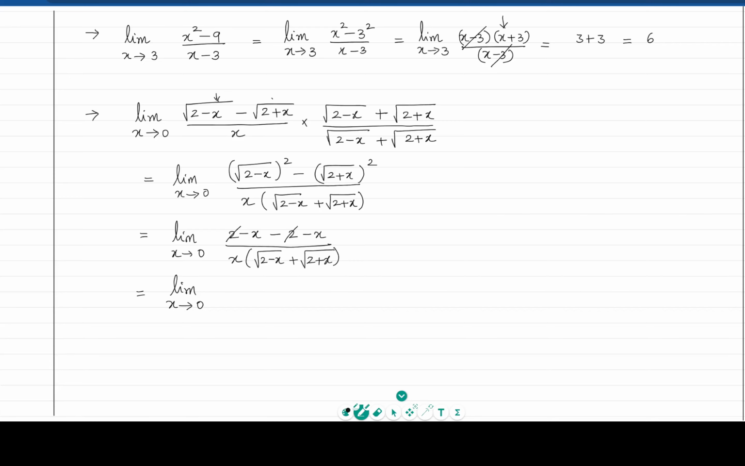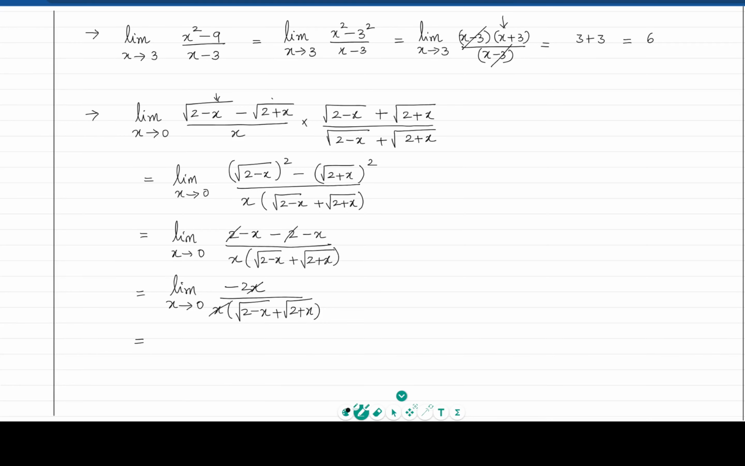Negative x becomes negative 2 times x, and in the denominator you have x times square root of 2 minus x plus square root of 2 plus x. At this stage you can see there are common factors of x in the numerator and denominator, and I can cancel x because x is not equal to 0 but x is approaching 0. So in this way I can cancel both x's in the numerator and denominator.